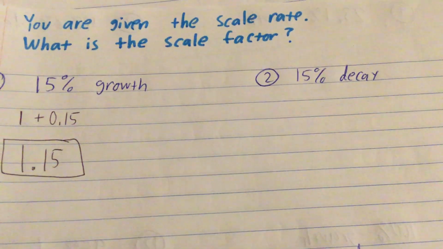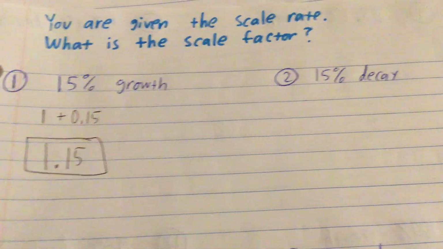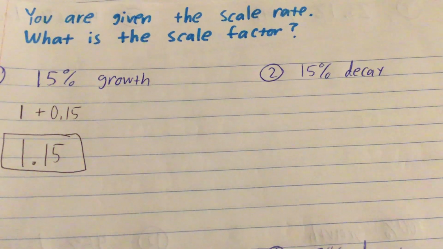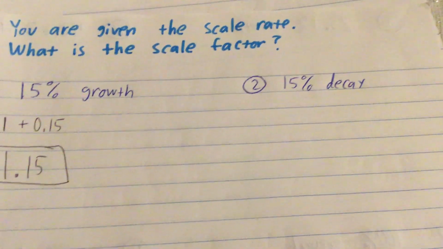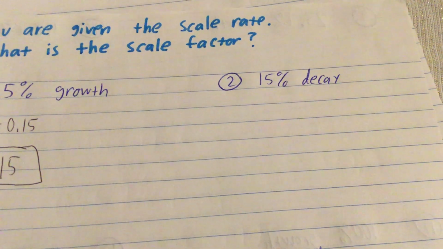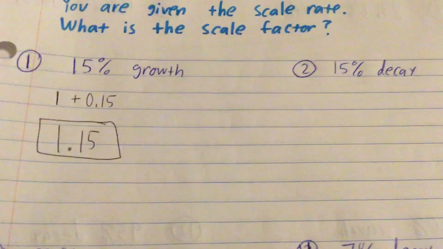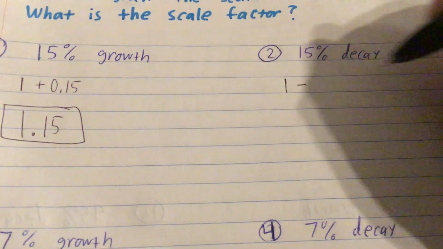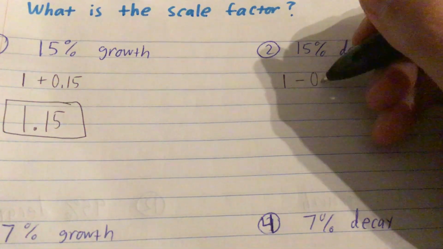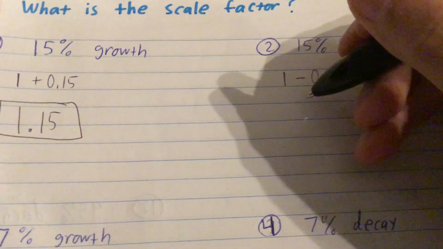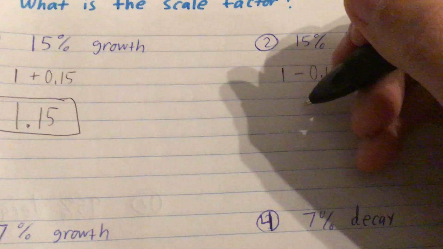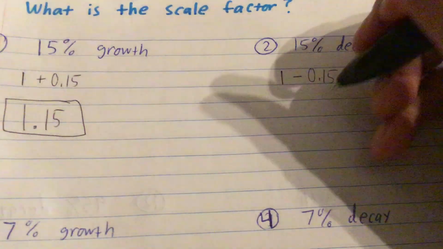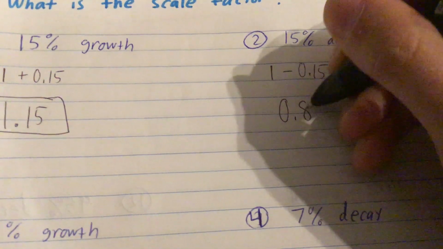However, if something were to decay, in other words, shrink by 15%, think of this like a coupon. If something is 15% off, what percentage of the original price do you pay? Well, I'm going to subtract it from 1. So specifically, 1 minus 15% as a decimal, that'd be 0.15. 15% off would be 85% of the original price. So my scale factor that reflects a 15% decay rate would be 0.85.